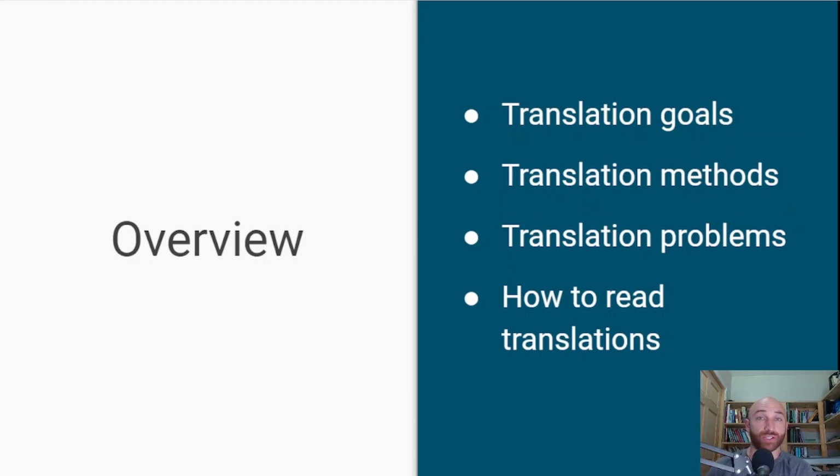Second, we'll talk about translation methods. So how do we translate a text with that goal in mind and successfully accomplish that goal? So the question with methods is how. And again, we had a lot of discussion with different people about how that's done best. Finally, we'll look at some translation problems, some that were brought up and others that were not brought up in the series. And finally, we'll look at just a few key principles on how to read translations.